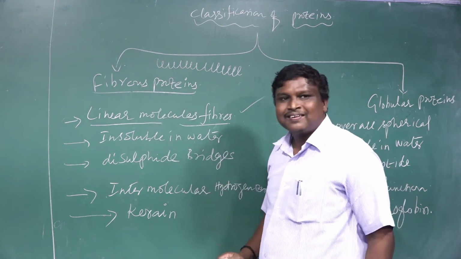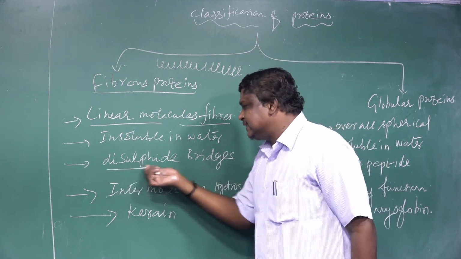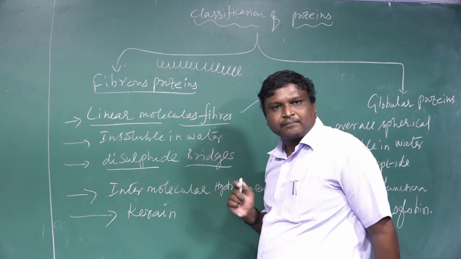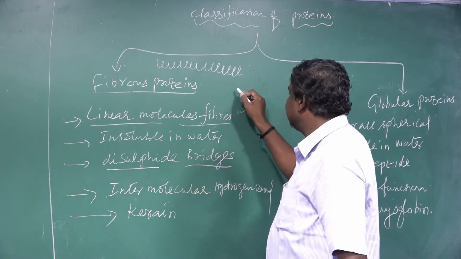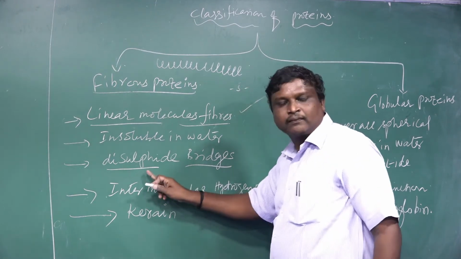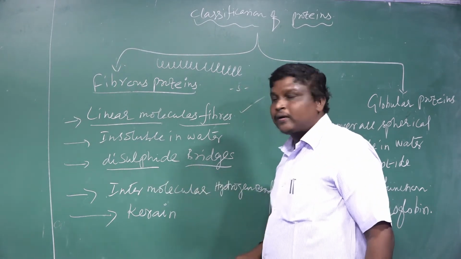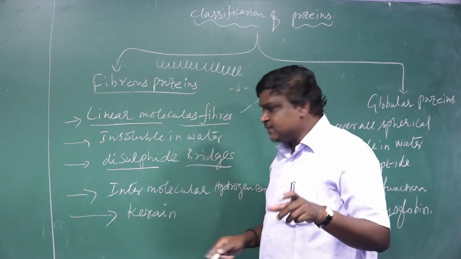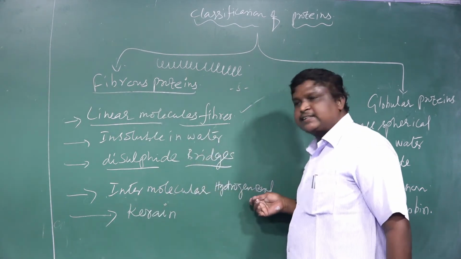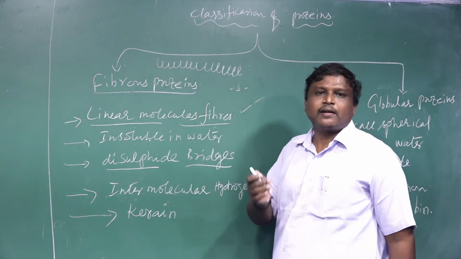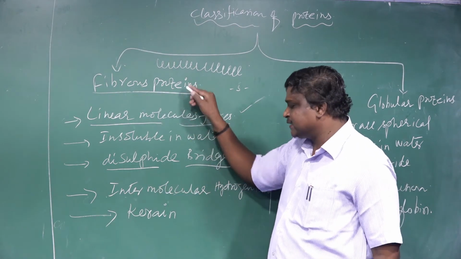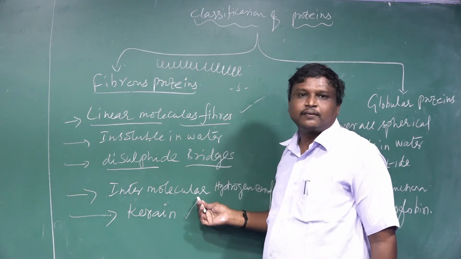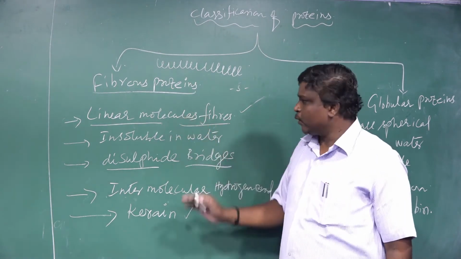Third one, disulfide bridge. In a disulfide bridge, sulfur is contained. Fourth one, fiber protein contains intermolecular hydrogen bonding. An example of fiber protein is keratin.